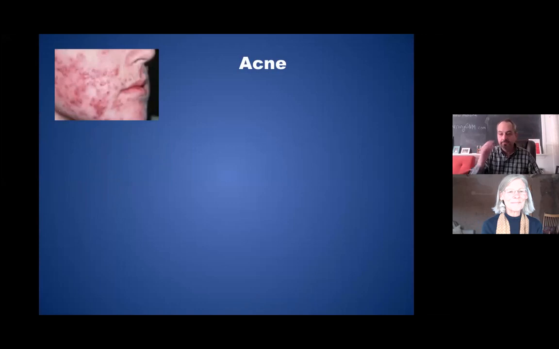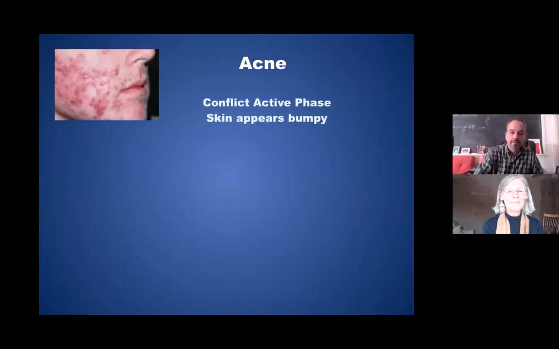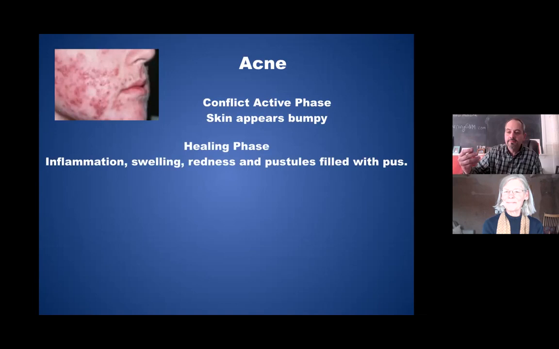Look at acne. Let's look at acne here. Acne is related to the corium skin, and oftentimes it comes out on the face, and oftentimes it's adolescents that experience this. In the conflict active phase, the skin appears bumpy. But then when the healing starts, there's inflammation, swelling, redness, and those pustules are filled with pus, yellow pus. We're very familiar with this, right?